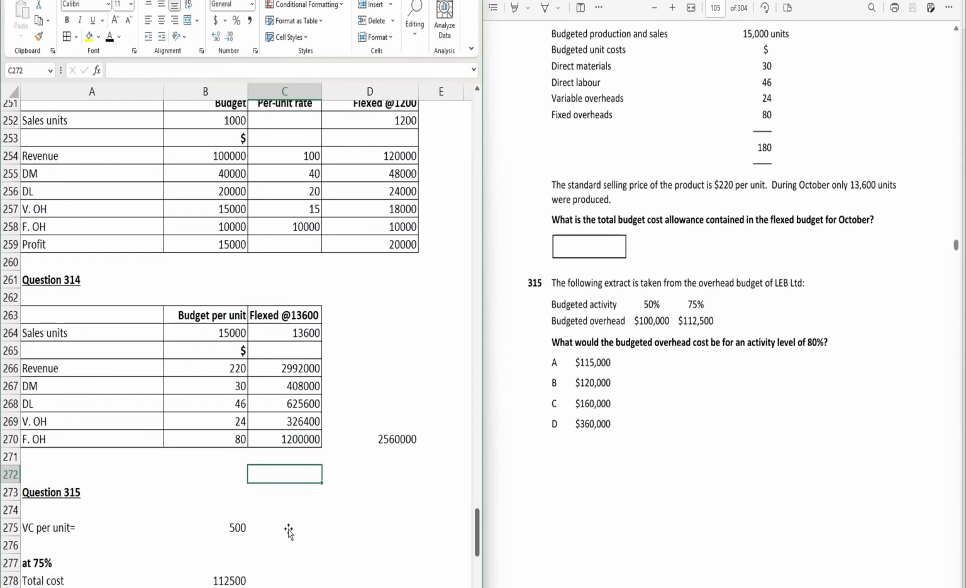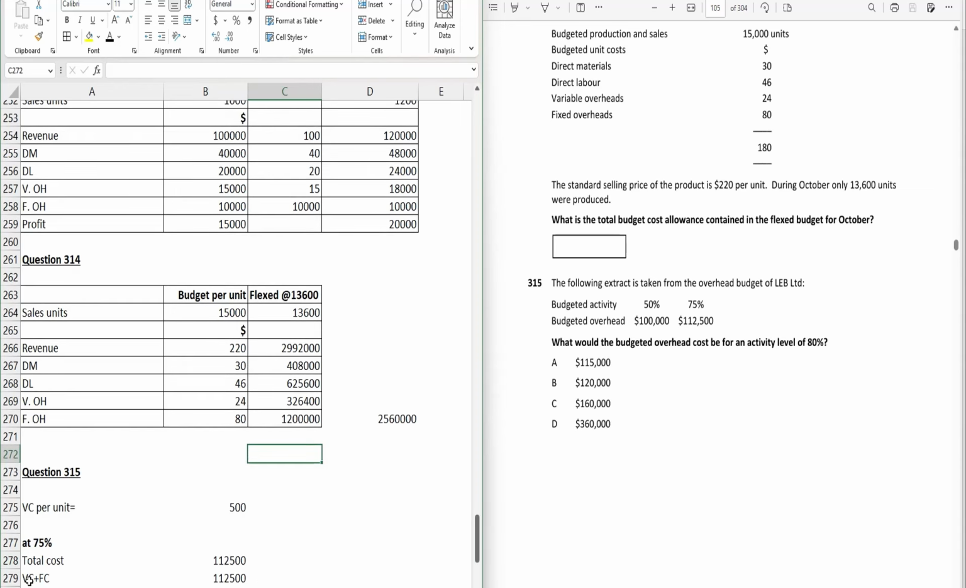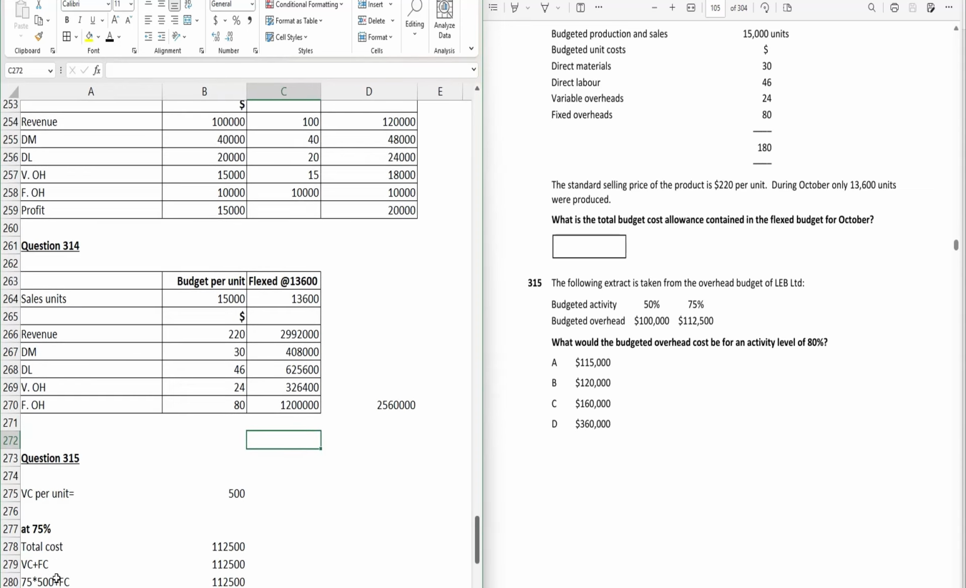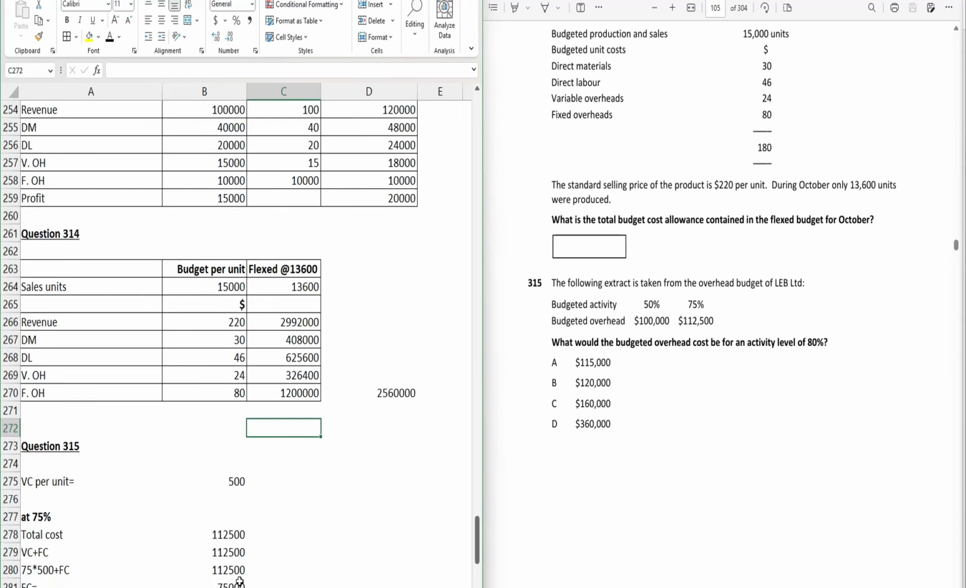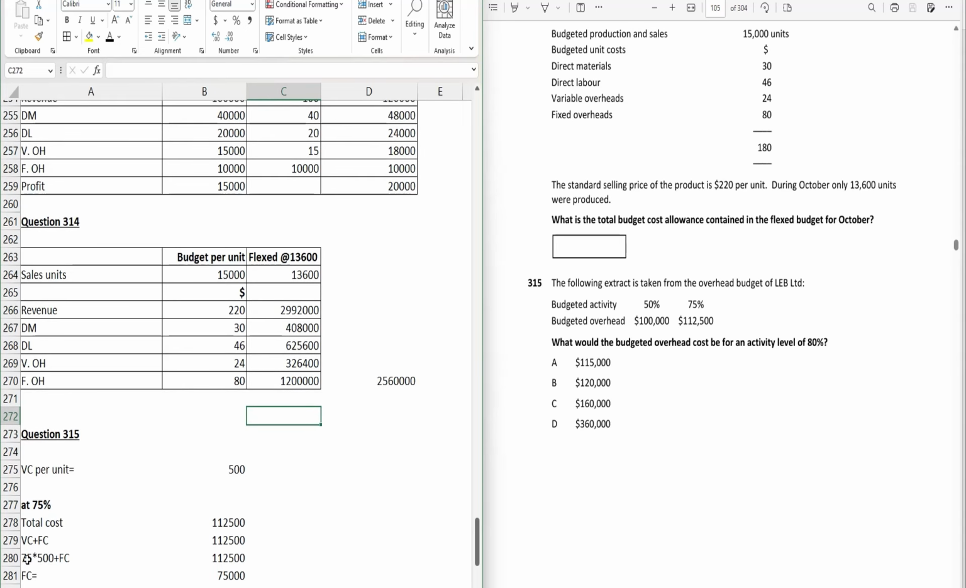At 75%, my total cost is 112,500, and this total cost is made up of the total variable cost and the fixed cost, right? So variable cost is 75 into 500 plus the fixed cost, and this will equal 112,500. Now we will calculate the fixed cost by taking this figure to the other side, and that gives me the fixed cost of 75,000.